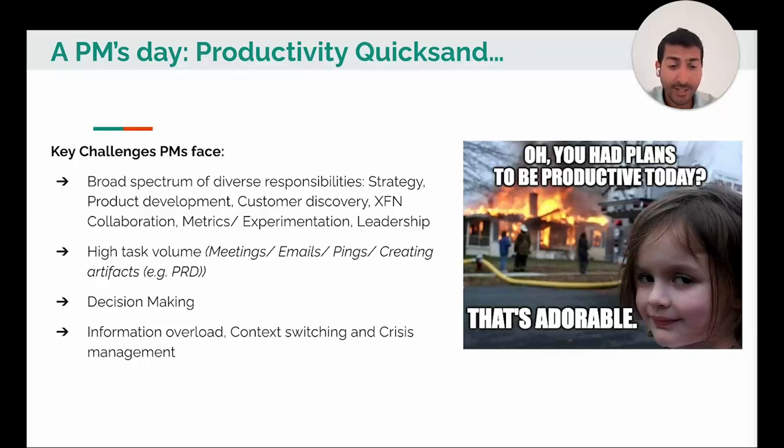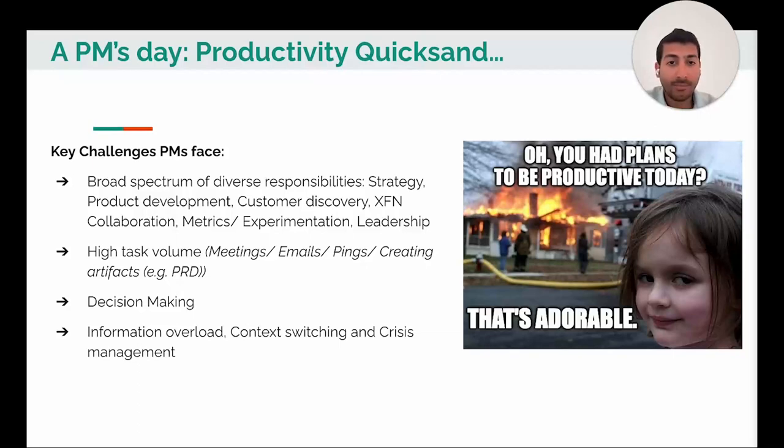Think about it. On any given day, you have to choose between a broad spectrum of responsibilities, depending on the projects you're working on and depending on the stage of the product lifecycle that they are going through, right? You could be working on tasks that are strategic in nature. You could be looking at customer discovery related tasks. You could be handling a lot of XFN engagement in any given day.